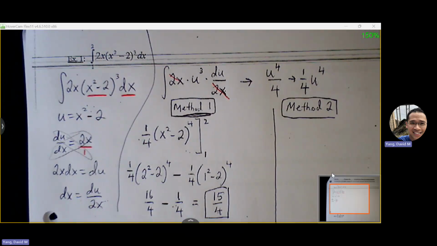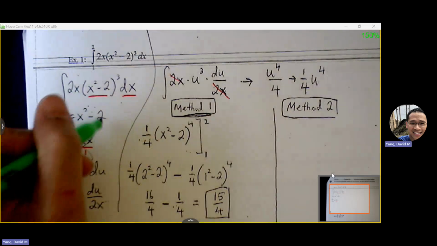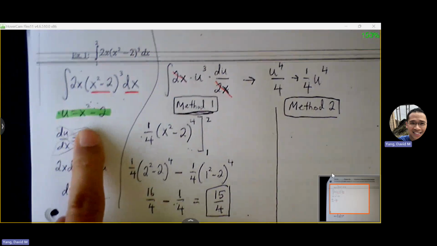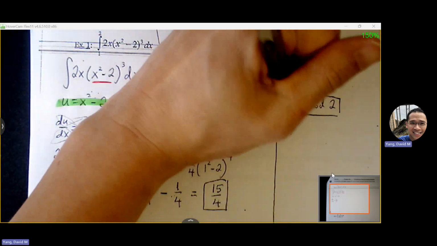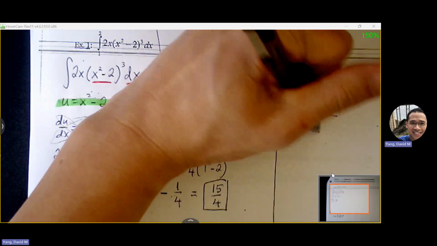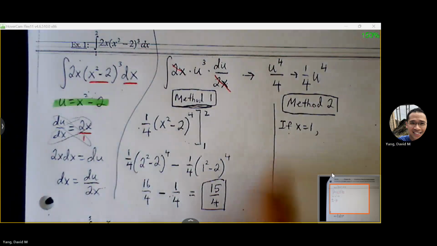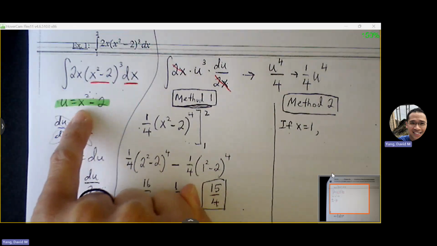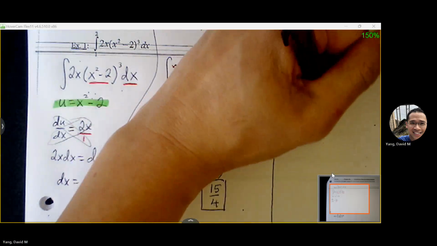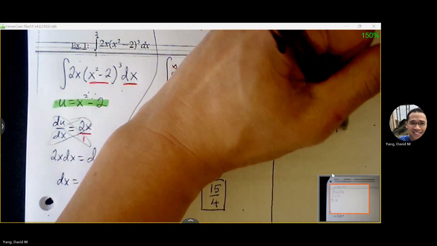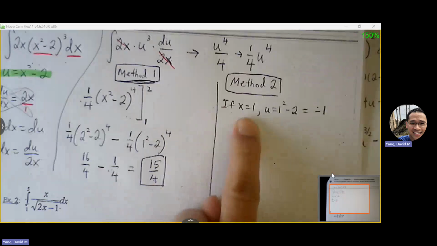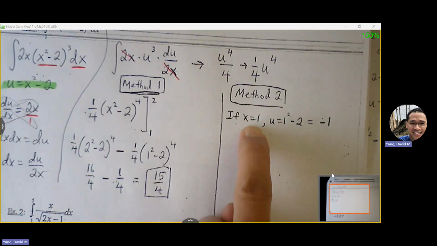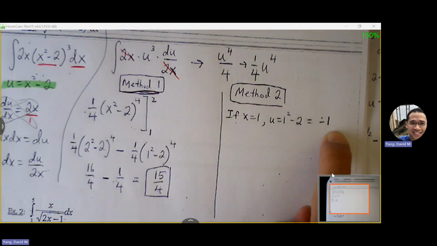So the way we force the bounds to change variable, we're going to use this assigned expression between u and x. So our lower bound was x equals 1. So if x equals 1, then u is going to be 1 squared minus 2. So the new adapted lower bound in terms of u is negative 1.